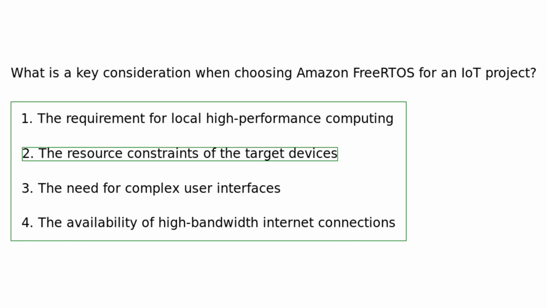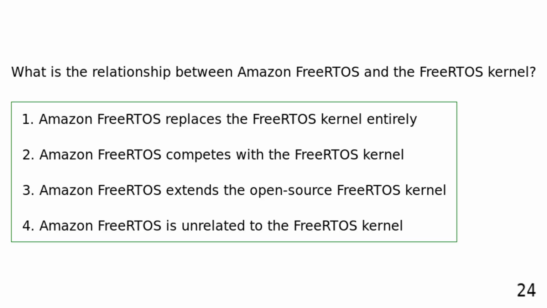A key consideration for choosing Amazon FreeRTOS is the resource constraints of the target devices, as it is specifically designed for small, low-power microcontrollers with limited memory and processing power. What is the relationship between Amazon FreeRTOS and the FreeRTOS kernel?